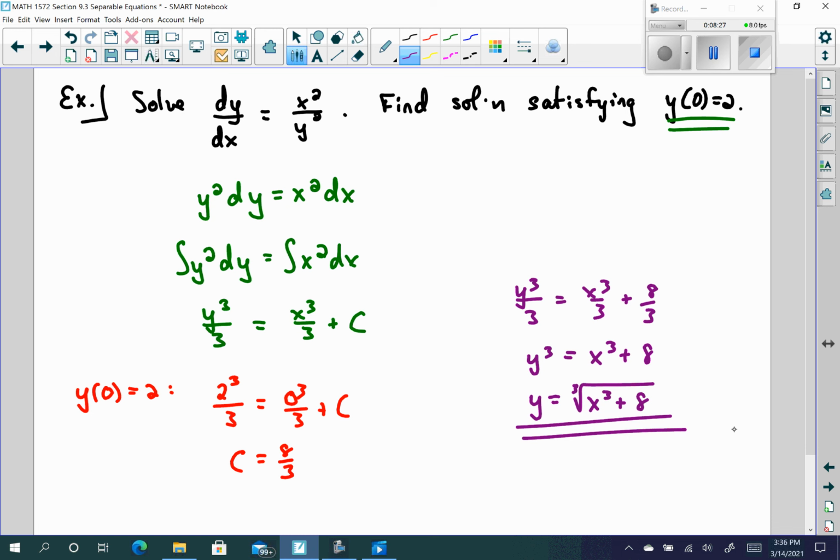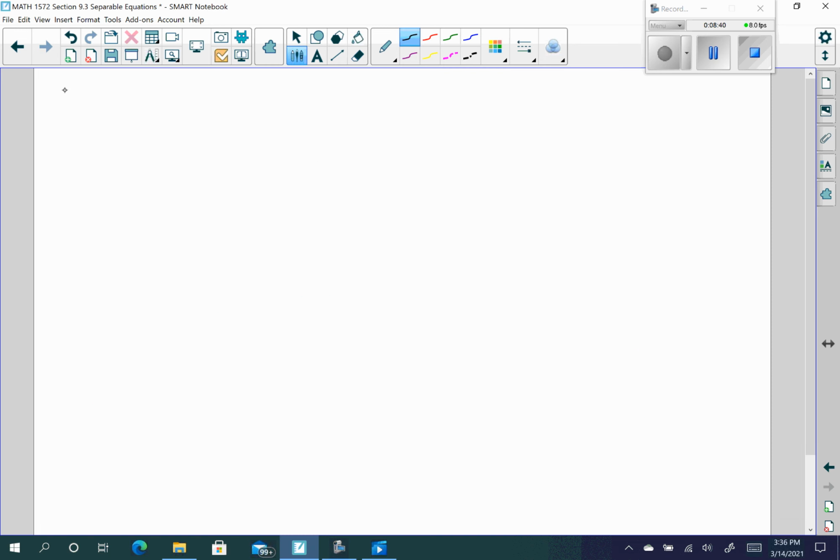Now here's a nice way to check. If you were to graph our result, the equation we came up with, the ordered pair (0, 2) should be on that curve. Let's go through 2 more examples.